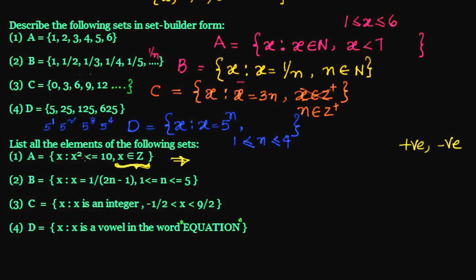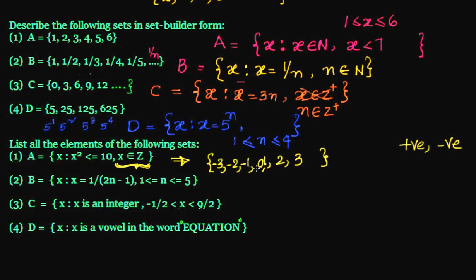Very good. Now x square is less than or equal to 10. So what are the values you will have? If it is only natural numbers, I will only take 1, 2, 3, because 1 square, 2 square, 3 square are less than 10. Once I go to 4, I cannot, because 16 is not less than or equal to 10. But this is only if we take natural numbers. Now we are interested in integers, so I will have negative values also: minus 3, minus 2, minus 1, 0, 1, 2, 3. That will be your elements.